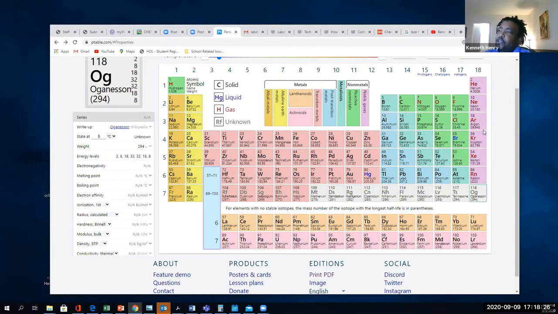Okay, so these guys are the noble gases. They're like the cool kids. So everybody wants to be like the cool kid, right? So all of the elements ultimately want to be like the noble gases. And so to be like the noble gases, you can be like them by gaining or losing electrons. So by gaining or losing electrons, it allows you to be stable. These guys are stable, okay?